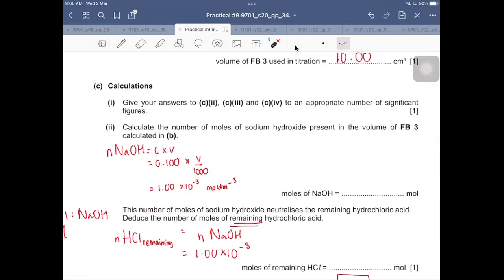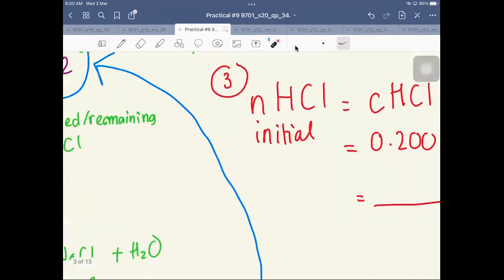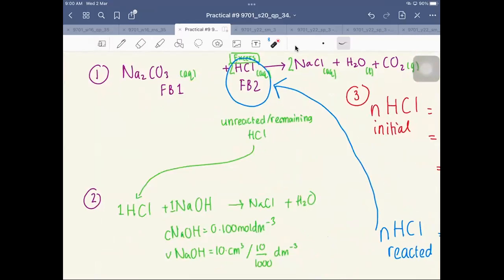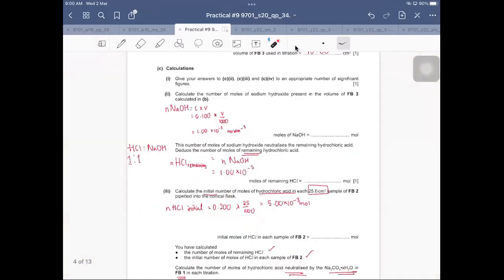Okay? So after I know the number of moles of sodium hydroxide, this number of moles of sodium hydroxide neutralizes the remaining hydrochloric acid. Reduce the number of moles of remaining hydrochloric acid. Okay, so if you look here, once I know the number of moles of my sodium hydroxide, I can then find the number of moles of HCl, which is 1 to 1. And this HCl is the unreacted or the remaining HCl from reaction number 1.